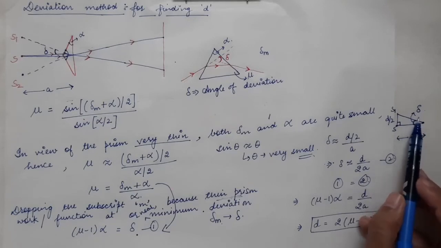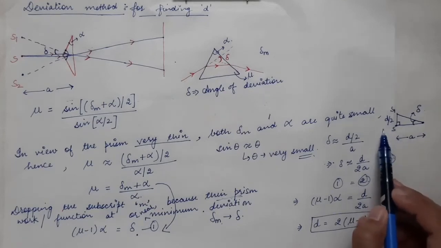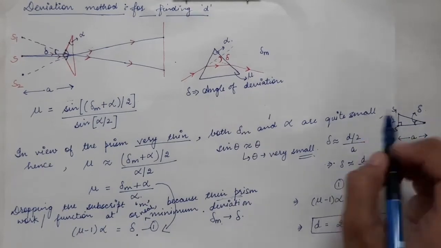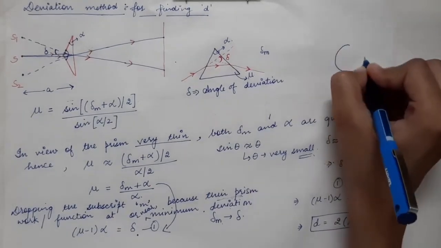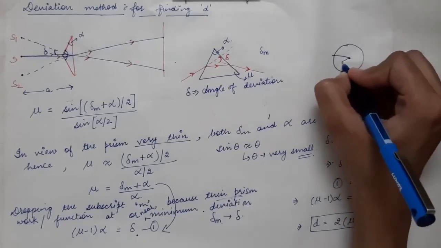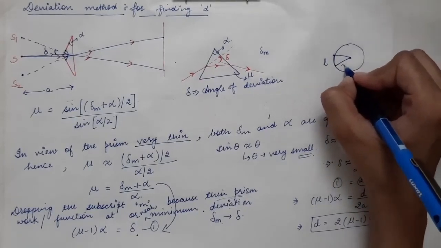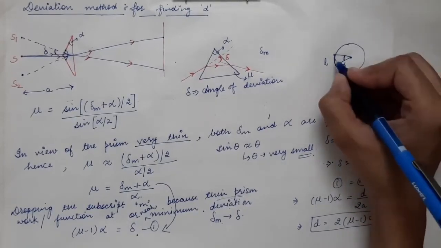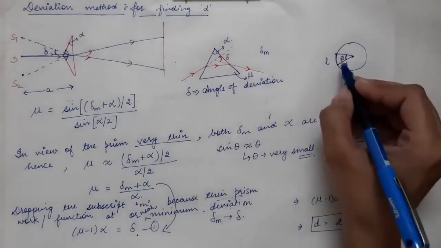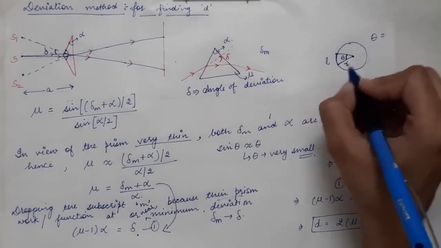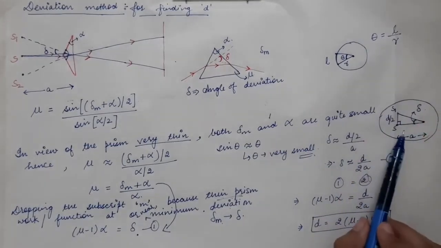Now we know for the case of thin prisms, delta is also very small, and hence d by 2 will also be a very small length. So we will use the concept that we use in the case of a circle. That is, if we have a circle and there is an arc of length small l, and the radius of the circle is small r, and this is the angle made by the arc at the center of the circle. Let's say that angle is theta. In that case, theta can be equated to small l by r. So this is the formula that we will use in this particular triangle.